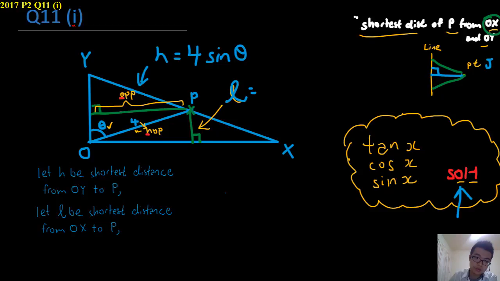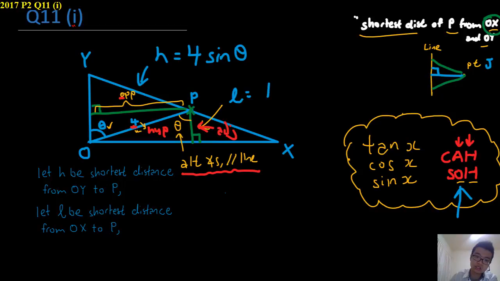because theta is over here, it's a bit hard. Instead we could make theta over here, since it's an alternate angle, right? Alternate angles, parallel lines. So same again, using 4, this time one is the hypotenuse, it's still the hypotenuse. And what we're trying to find here will be the adjacent. So for adjacent we look at CAH, because adjacent and hypotenuse. L is equal to 4 cosine theta.